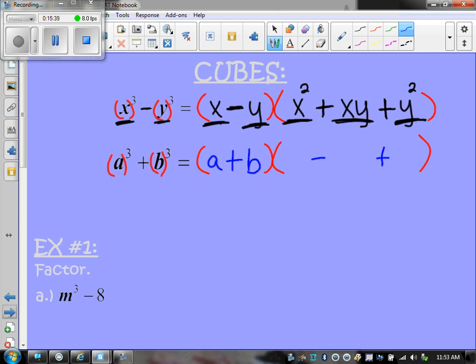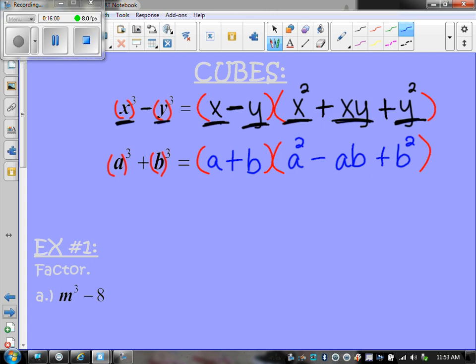Now I have my first term squared, A squared. Then I have my two terms multiplied together, A times B. Then I have my last term squared, B squared. Okay? It's just a pattern that you have to memorize. The more you do it, though, the better it'll be. This is how we factor cubes.